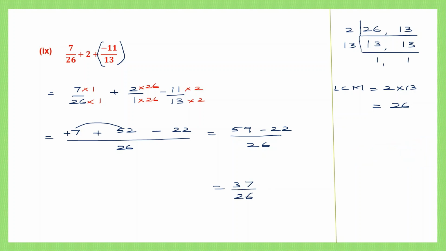37 by 26 is an improper fraction, so let's convert it to a mixed number. Divide 37 by 26. 26 ones are 26. So 37 minus 26: 7 minus 6 is 1, 3 minus 2 is 1. So what do we have here? 1, 11 by 26. So that is our final answer. 1, 11 by 26.